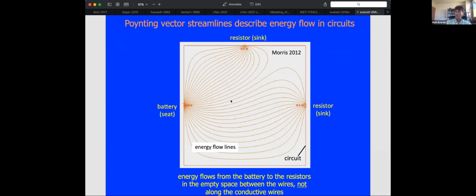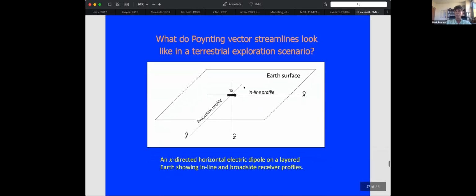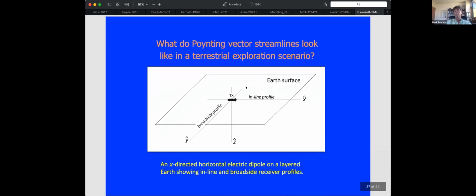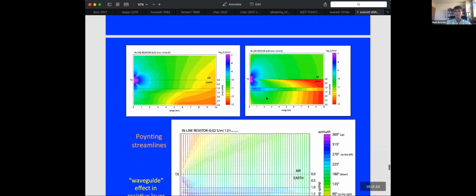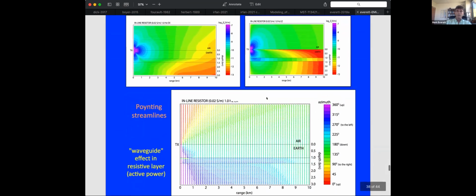However, we can use this kind of idea to understand what happens when we try to explore for something like a resistive layer, like an oil-bearing layer. So I'm going to talk about an electric dipole on the surface of the Earth, air above, Earth below. We can think about the inline profile, or we can think about a broadside profile. Today we'll focus on the inline profile. So what I plotted here is at a frequency of a hertz, so this is frequency domain. I plotted the EX and EZ components from the transmitter.